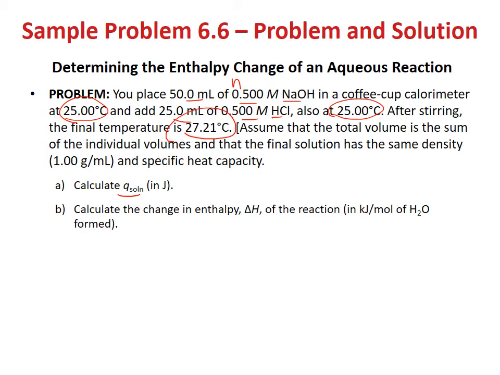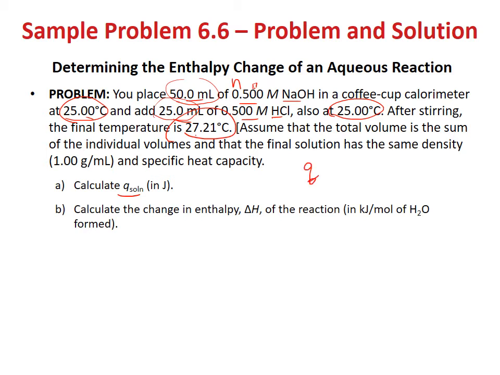Also note that for a solution of acid and base, the solute is very small, mainly just water. So basically, you have 50 milliliter of water plus 25 milliliter of water, and the water temperature changes from 25 to 27. So the water absorbs heat from the chemical reaction, increasing the temperature by about 2 degrees. From this you can calculate the heat.